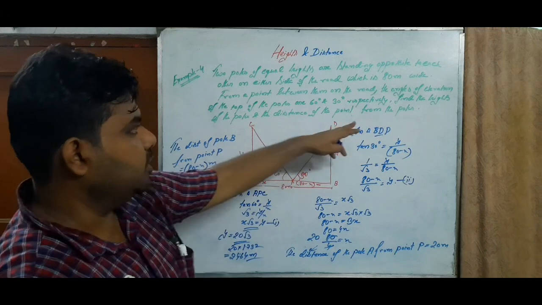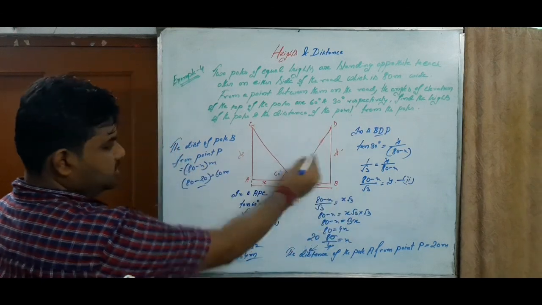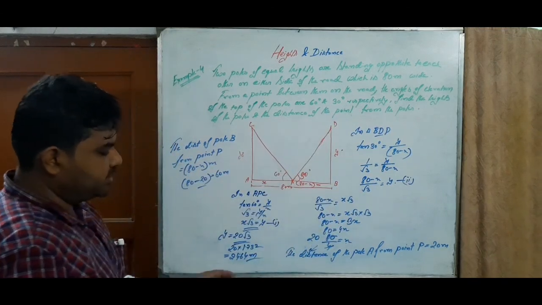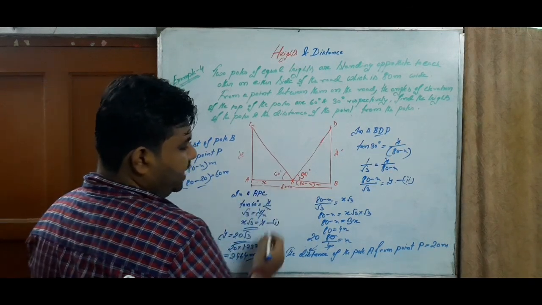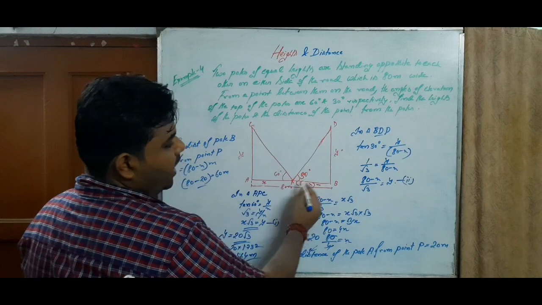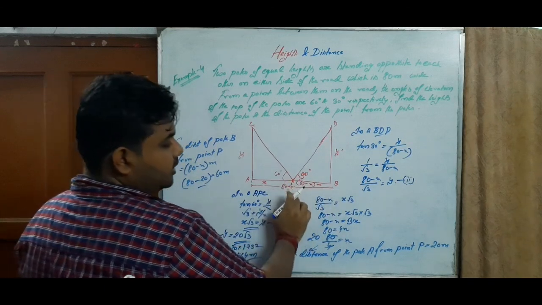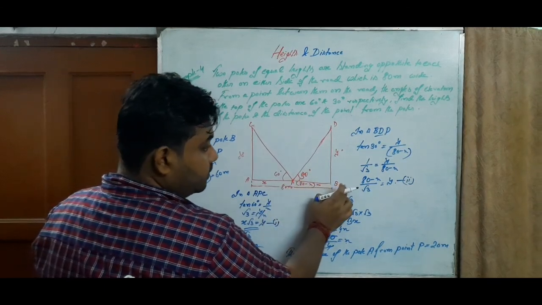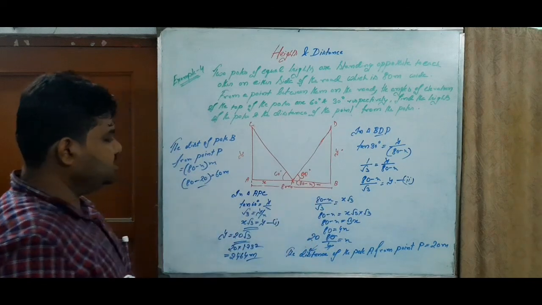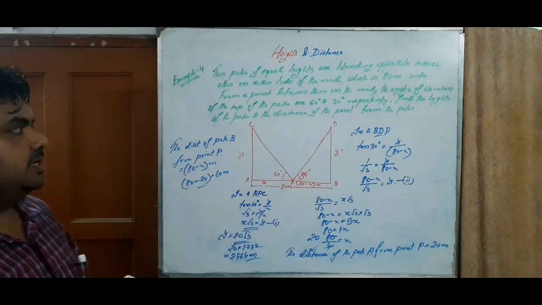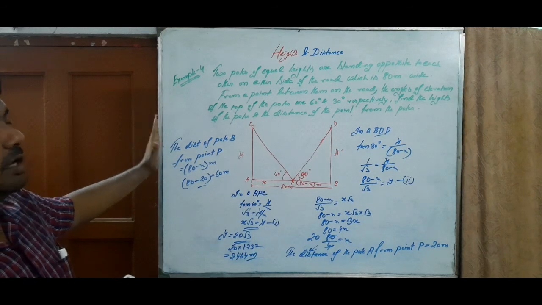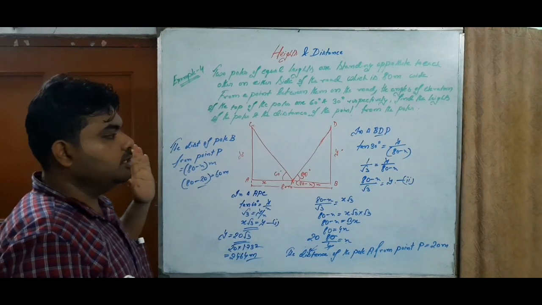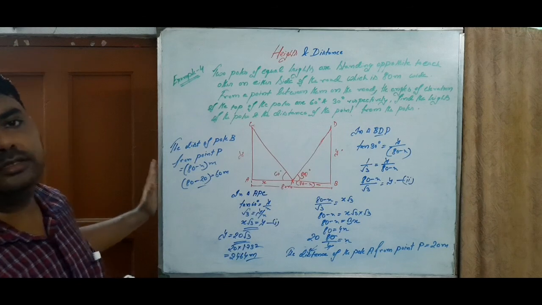So first we got the height of the tower, that is 24.64 meter, and the distance of pole A from P is 20 meter, whereas the distance from pole B to point P is 80 minus 20, that is 60 meter. So this is how we solve the problems on heights and distance. Please note this down.